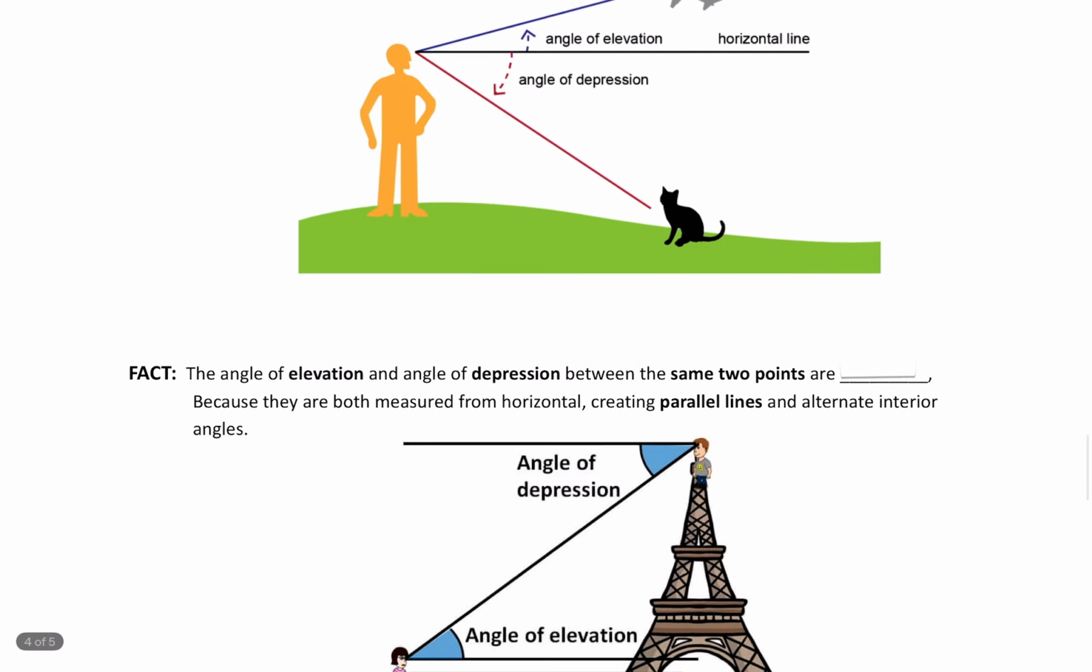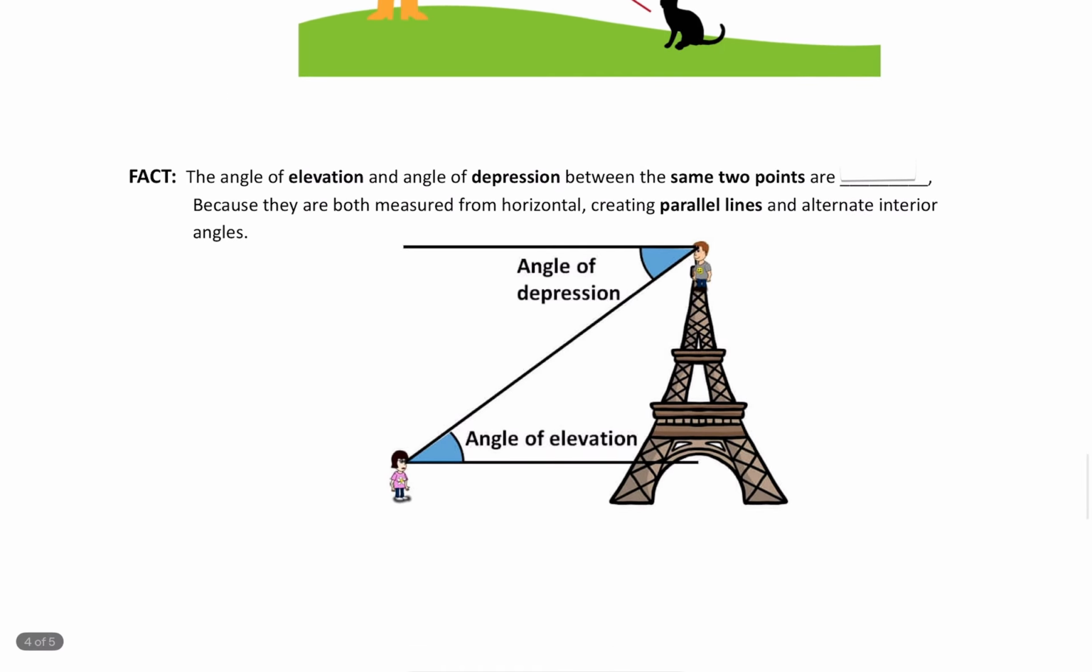Okay, just a quick fact about angle of elevation and depression is that the angle of elevation and depression between the same 2 points are congruent because they are both measured from the horizontal, creating parallel lines and alternate interior angles. Okay, so using some theorems we've used in the past, we can say that these angles will always be the same. They'll always be congruent using alternate interior angles. Okay, and that is the end of what we're going to be learning new stuff today.